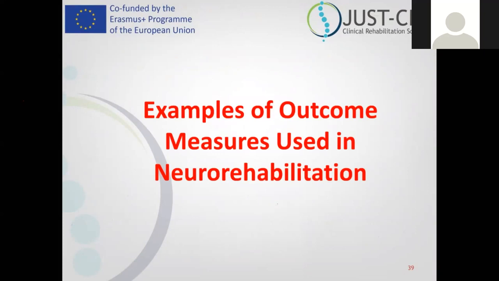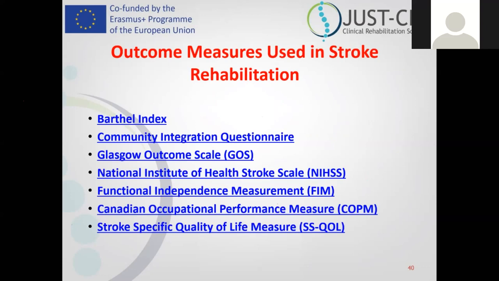Now, we're going to talk about examples of outcome measures that are used in neurorehabilitation. Outcome measures are various and can be administered at different stages of medical management or rehabilitation of individuals with neurological conditions. I selected stroke as an example of a neurological condition that is common among older adults. Examples of outcome measures used in stroke rehabilitation include the Barthel Index, which is an outcome measure that is used to measure independence.